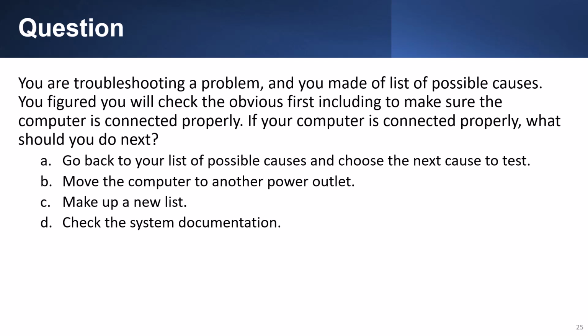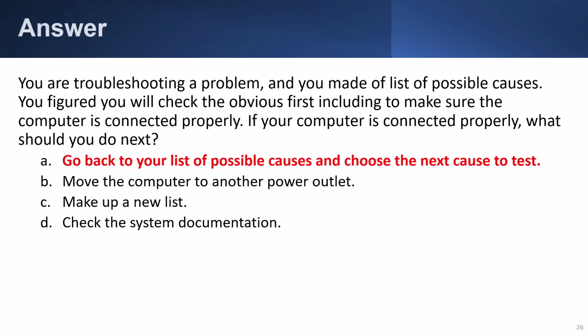Question: you are troubleshooting a problem and you made a list of possible causes. You figured you'll check the obvious first, including making sure the computer is connected properly. If the computer is connected properly, what should you do next? Answer: go back to your list of possible causes and choose the next possible cause to test. You will not always figure out problems the first time. This is the reason the methodology is used, to make sure the troubleshooting is more efficient. Therefore, if you do not get it right the first time, go back to the list.